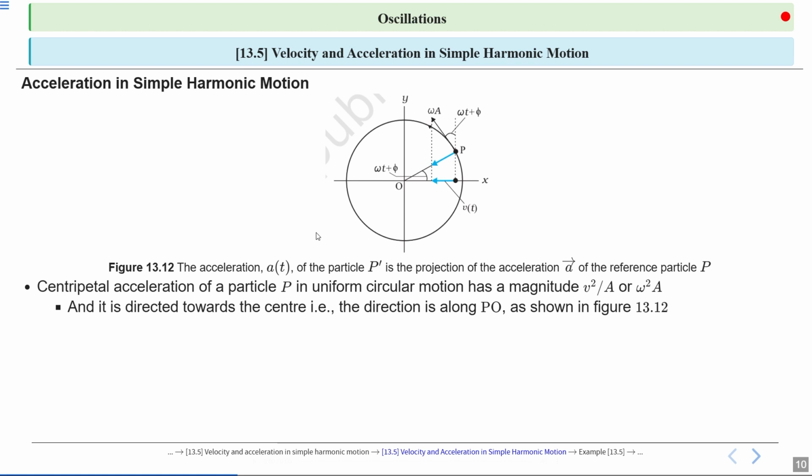The direction of this acceleration is always towards the center along the line from the particle to the center, which is labeled as PO in figure 13.12. This is important because it shows that the acceleration is always trying to pull the particle back towards the equilibrium position, just like in SHM. Both the magnitude and the direction matter here. Acceleration is a vector quantity, meaning it has both magnitude and direction.